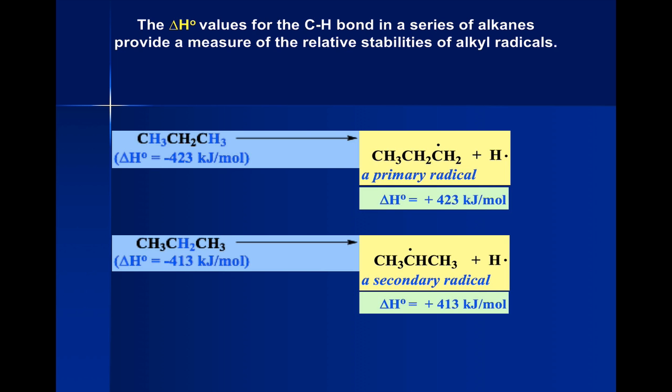So you can see in the first reaction you're generating a primary radical, and in the second reaction you're generating a secondary radical. And it turns out that radical stability mirrors that of carbocation stability, because both a carbocation and a radical are electron deficient species. And so the more substituents you have around a radical, the more stable it should be. And that's exactly what we're seeing here. So primary radicals are less stable than secondary radicals by approximately 10 kilojoules per mole.